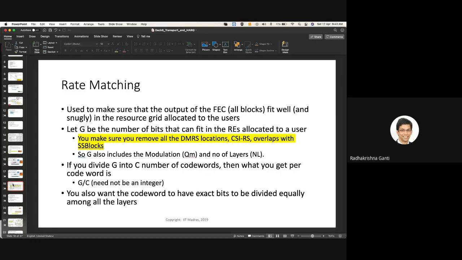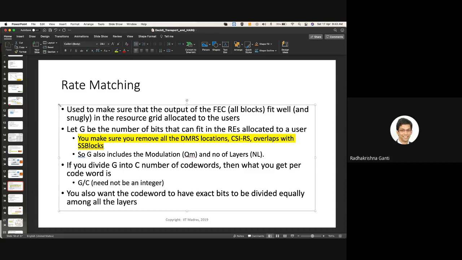Okay. So what is the purpose of rate matching? Now the output of FEC, at this point, you always have 66Z bits for BG1 and 50Z bits for BG2. Okay. The question is, how do you make sure that after FEC, what is the next block? Generally, the high level block that you have is the modulation block.